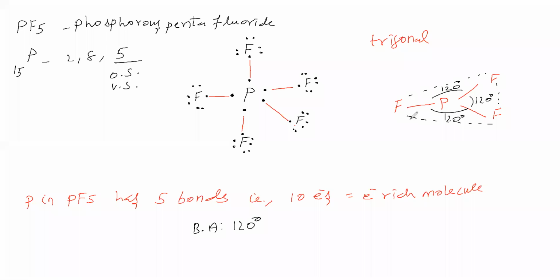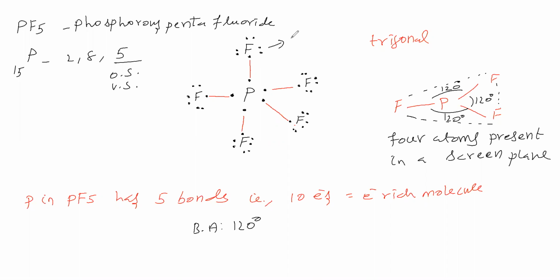These 4 atoms, 1 phosphorus and 3 fluorine atoms, are present in a plane, the screen plane. Then how will the other 2 fluorine atoms be arranged?